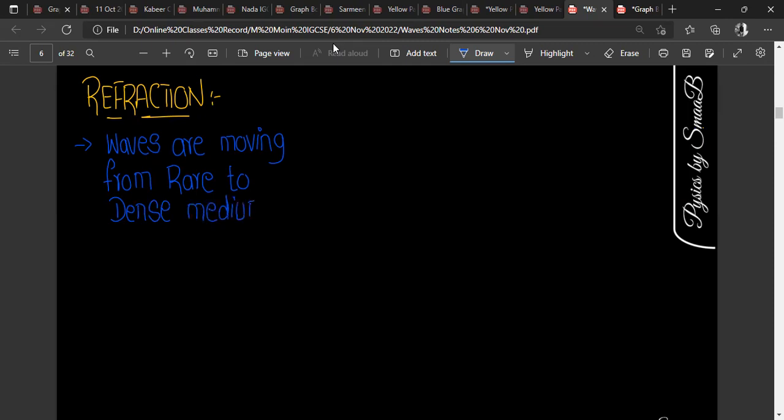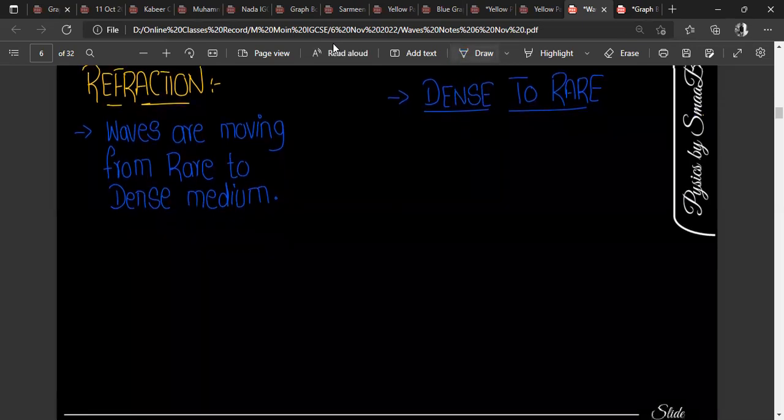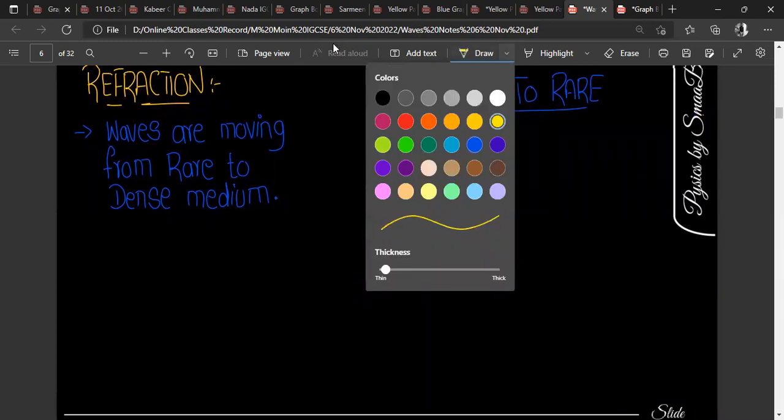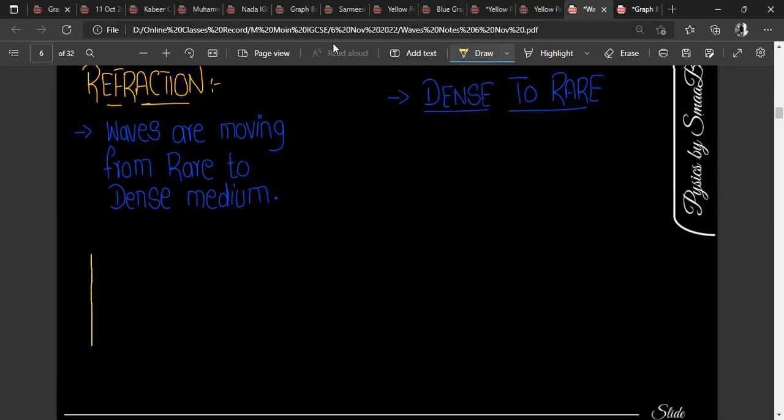And the second case is from dense to rare medium, the opposite one, right? So if we want to discuss these two cases in refraction, we always remember the direction of the waves which are going to travel. Let's suppose we discuss the first one, and again waves travel in a straight line, right?